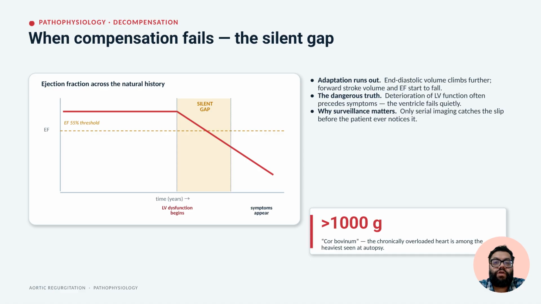And if we ignore it for long enough, we get the pathological endpoint on the right. The cor bovinum, the ox heart, a ventricle that at autopsy can top 1,000 grams, among the largest human hearts ever weighed. The whole art of timing surgery, which we reach later, lives inside that gold band.